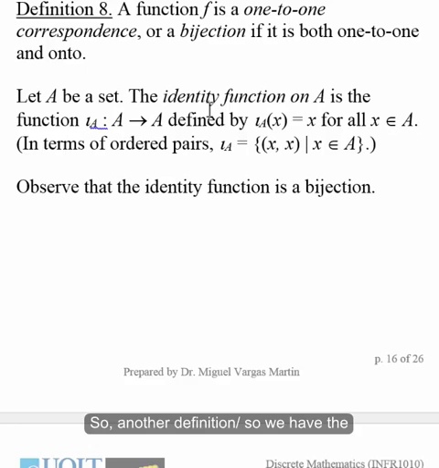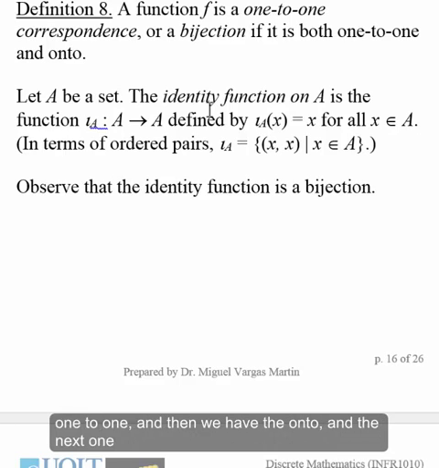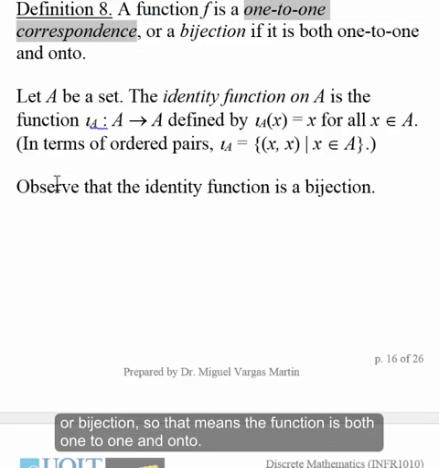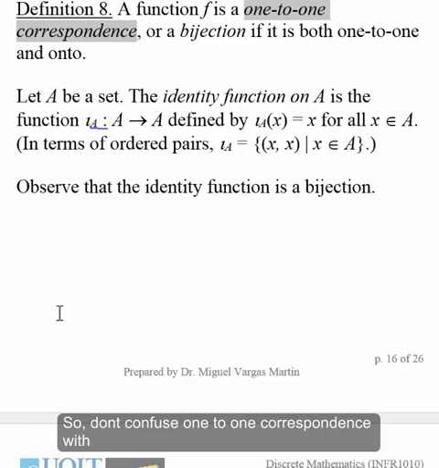So another definition: we have the one-to-one, and then we have the onto, and the next one is one-to-one correspondence, or bijection. That means that the function is both one-to-one and onto. So don't confuse one-to-one correspondence with one-to-one. Those are two different things.